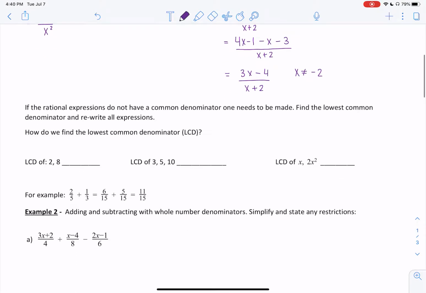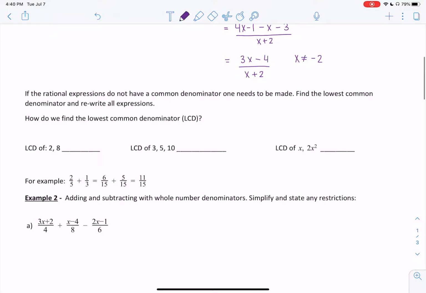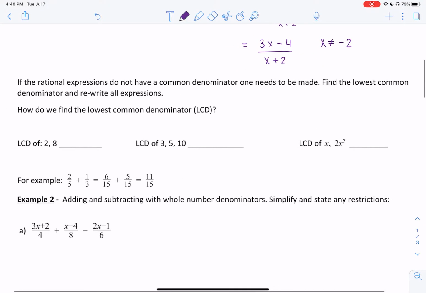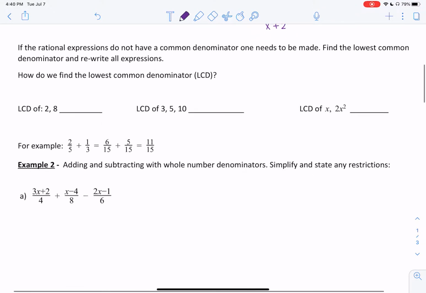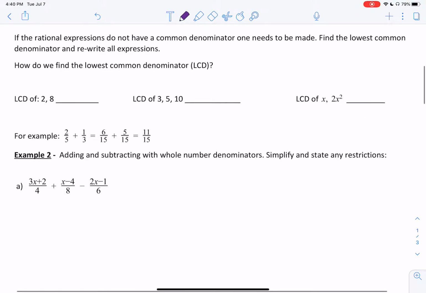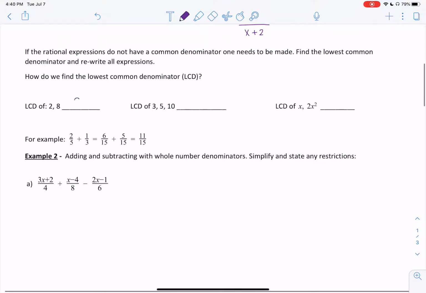But if we don't have a common denominator, just like with fractions, we need to find one. So when we're looking for a common denominator, we want to find the lowest common denominator just to make our math easier and simpler. So let's practice finding some lowest common denominators. So the lowest common denominator of 2 and 8 is going to be 8. To get to 8, I can multiply 2 by 4 and 8 by 1.